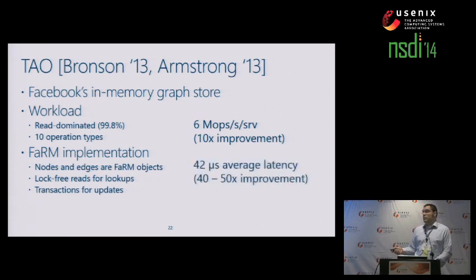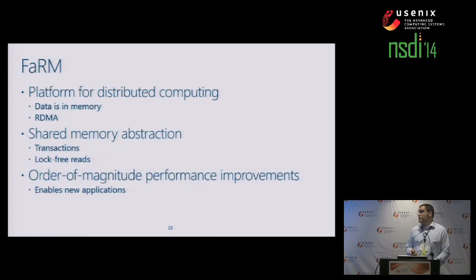Again, and again, between a factor of 40 and 50 improvement in latency, which is even more significant in some cases. For instance, Facebook says that they cannot implement all the functionality they would like because of the high latency of their network. And with a system such as FaRM, basically, we could do much more.